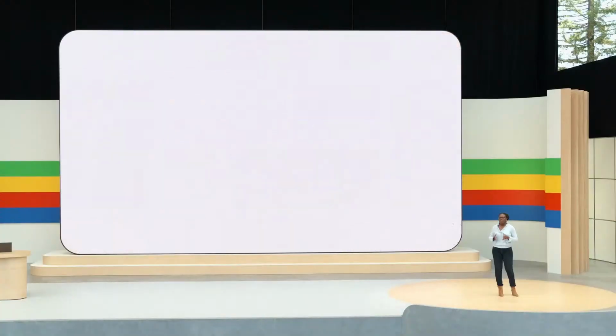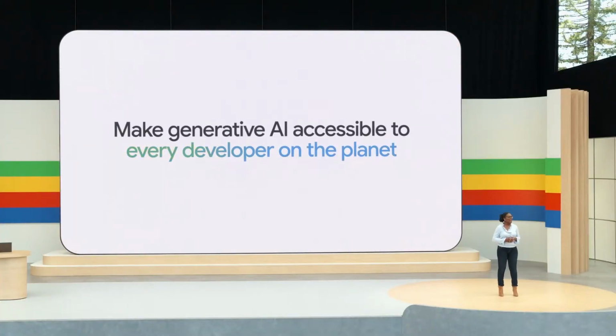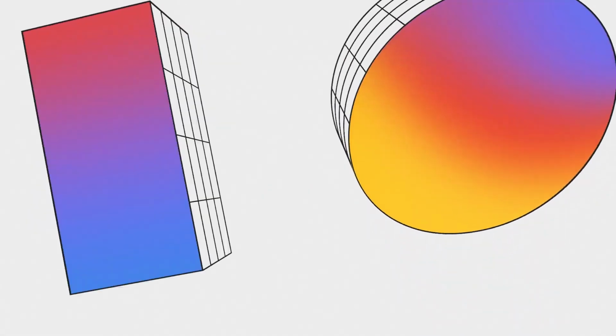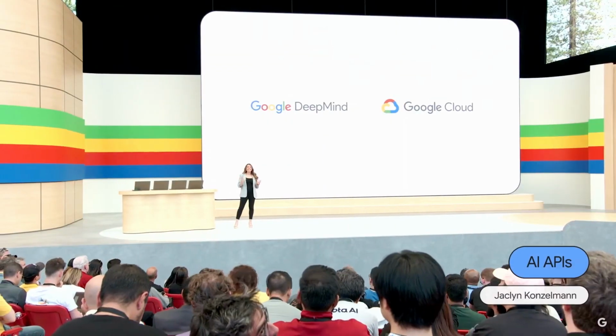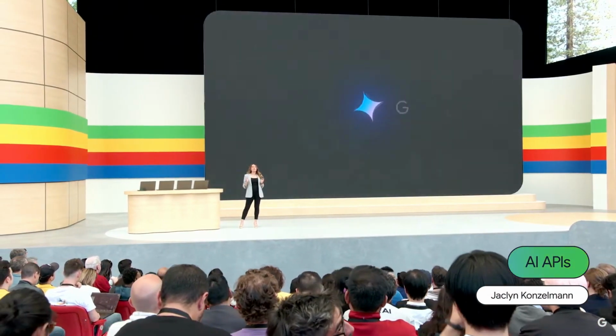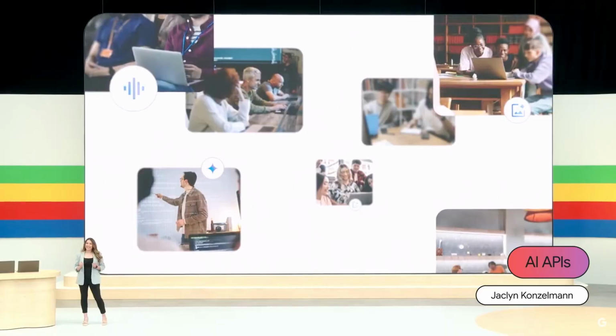At Google, we're on a mission to make generative AI accessible to every developer on the planet. We make it easy to start building an AI app with a simple API integration, so you can focus on building the best possible products for your users.